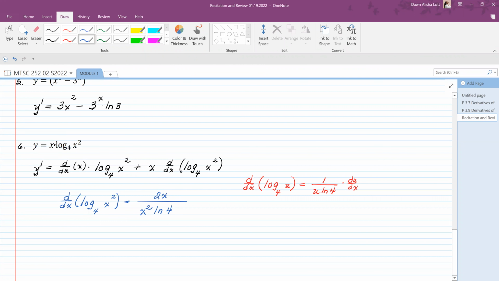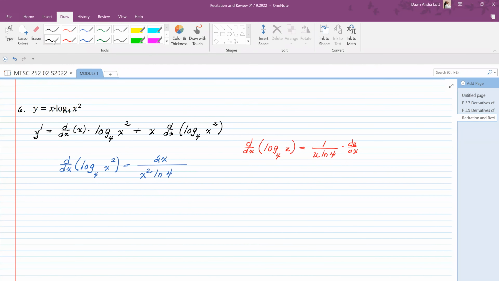Okay, are you with me? Yes. Good. Okay, can you tie this up with a bow for me? So it would be log base 4 of x squared plus 2x over x squared natural log of 4, times, you still have an x out front. You got this guy. Okay, so that gives me times x. 2x squared over x squared natural log 4.